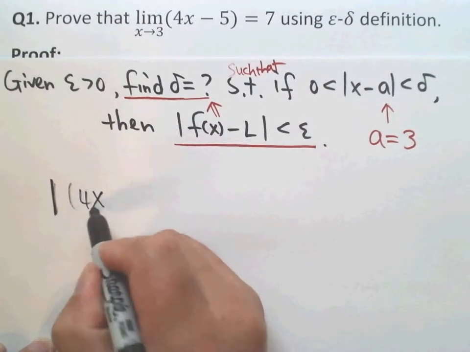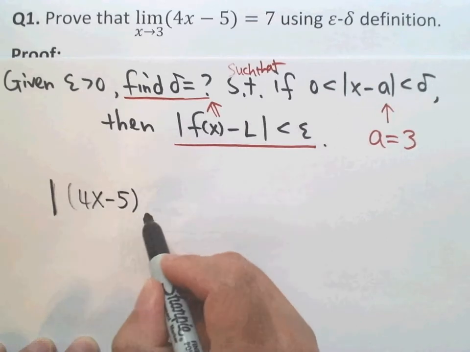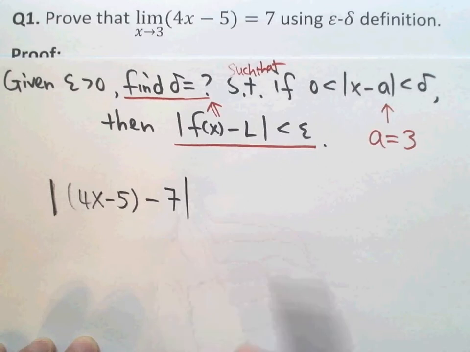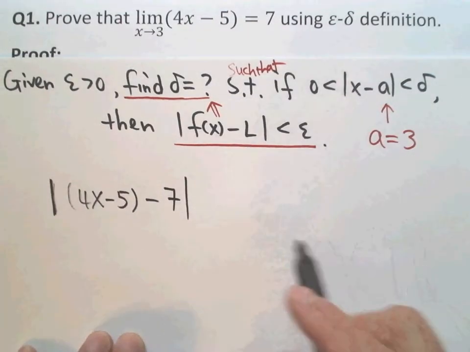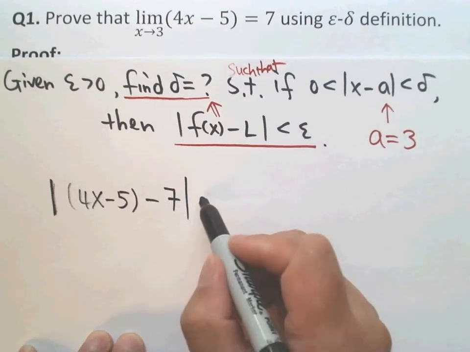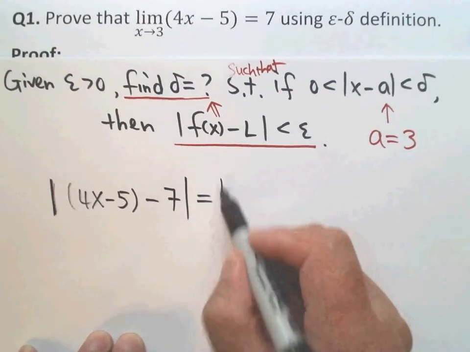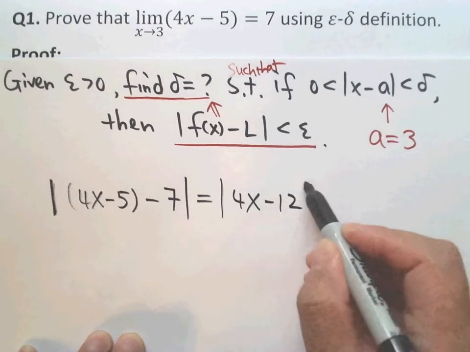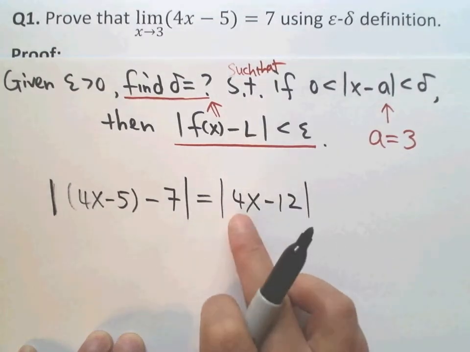f(x) is 4x minus 5, right? This is f(x) minus L, where L is 7. The distance, this is the distance, less than epsilon. So of course we need to simplify. What we get is 4x minus 12, right?